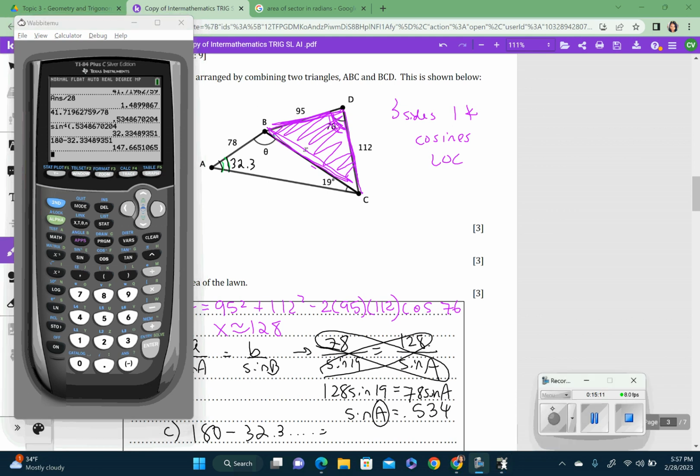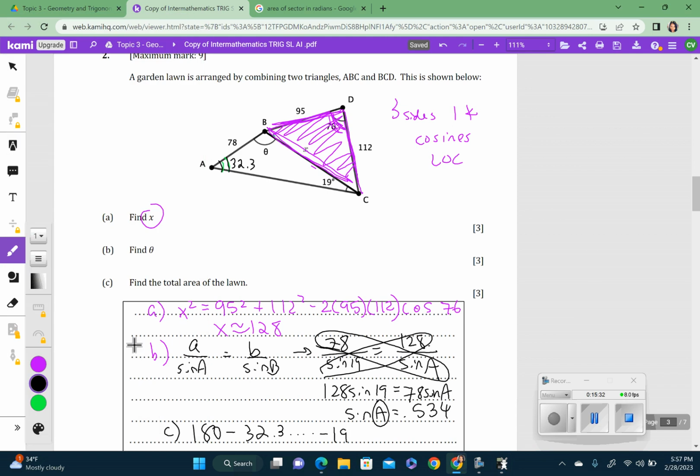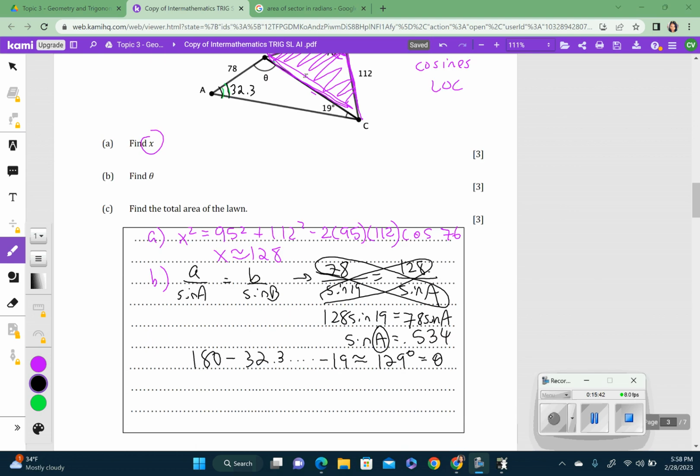So this answer is going to be about 147. And I still have to subtract this 19 from it, right? So 32.3 plus 19 plus this theta, all of that together equals 180. So I have to do minus 19, hit enter, and I get that my theta, which is what I'm looking for originally, is equal to about 129 degrees. Okay, this is theta. So technically that was still part of B. Okay, so theta is equal to about 129. So I have that answer.